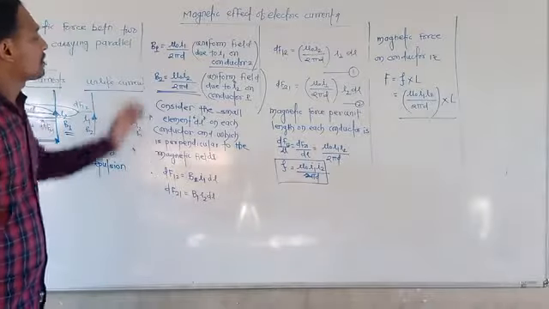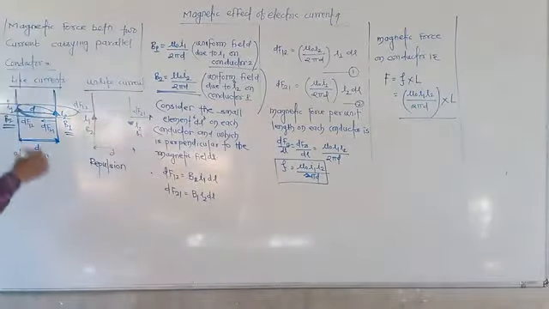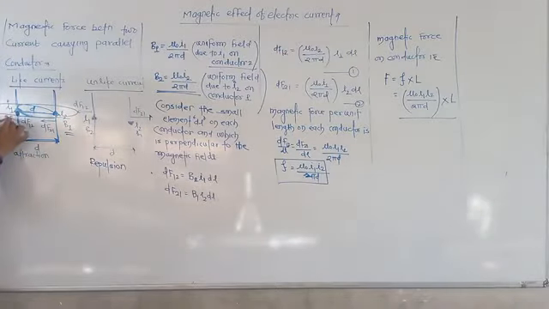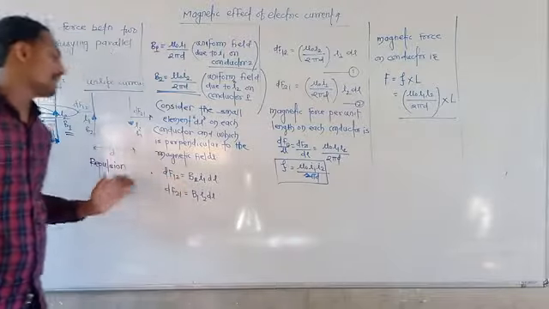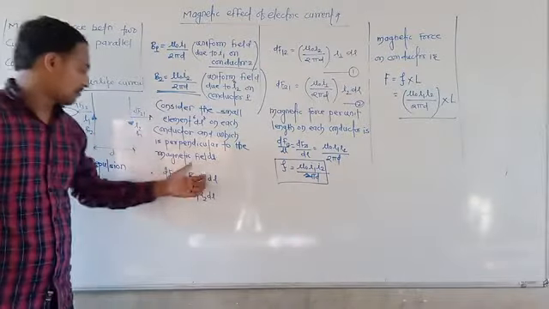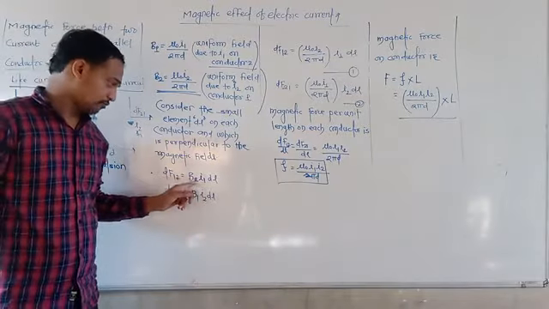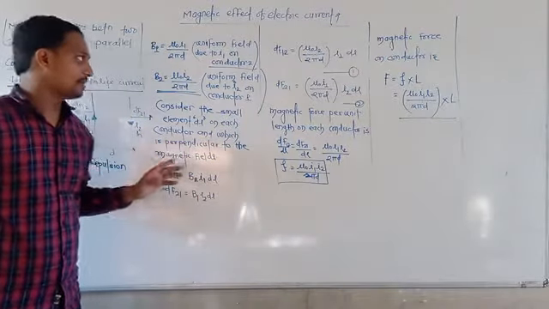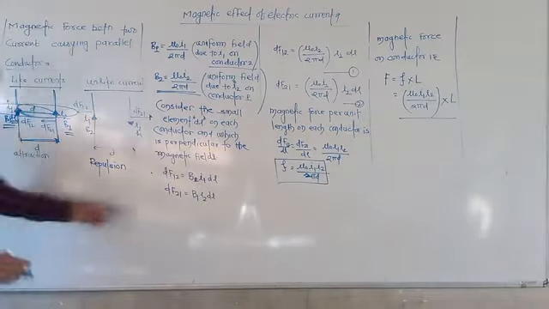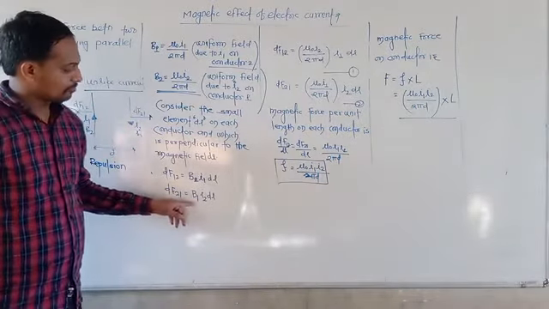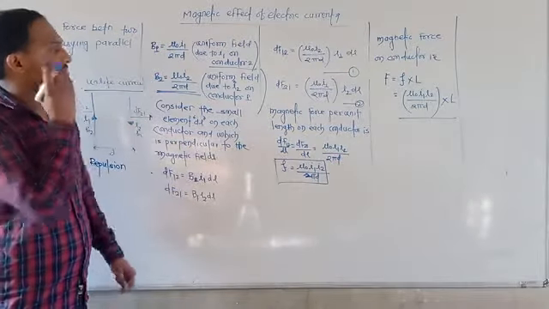Now we have to find the force. Here we consider a small current carrying element dl. The force on the first conductor is dF12 equal to B2 I1 dl, and the force on the second conductor is dF21 equal to B1 I2 dl. So now I will find this force.